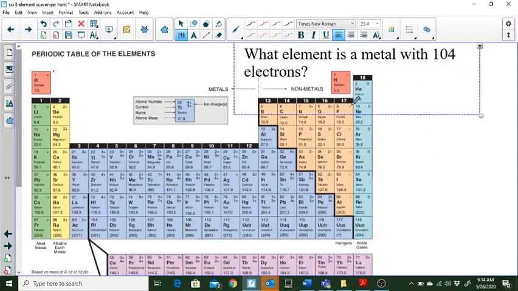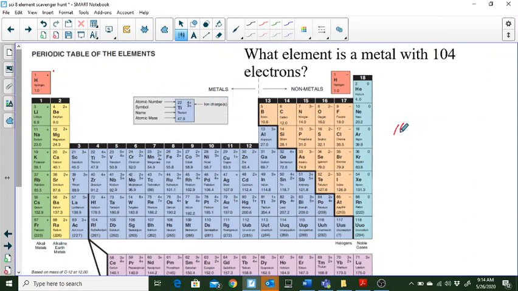And what element is a metal with 104 electrons? We've got ion charges. That can be dealing with electrons. Where's the electrons? Well, remember that the number of protons equals the number of electrons for a neutral atom. If there is no charge, these are going to be the same. So if we're looking for 104 electrons, we can just say 104 protons. And so we can come down here and say, well, here's element 104, and that is Rutherfordium.